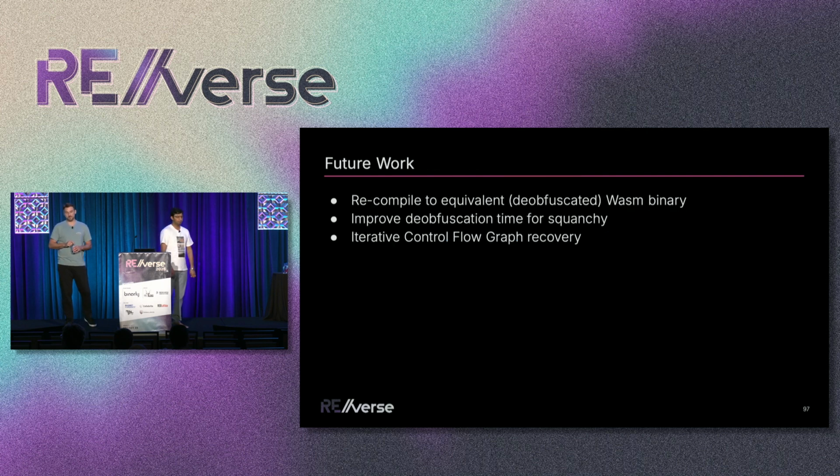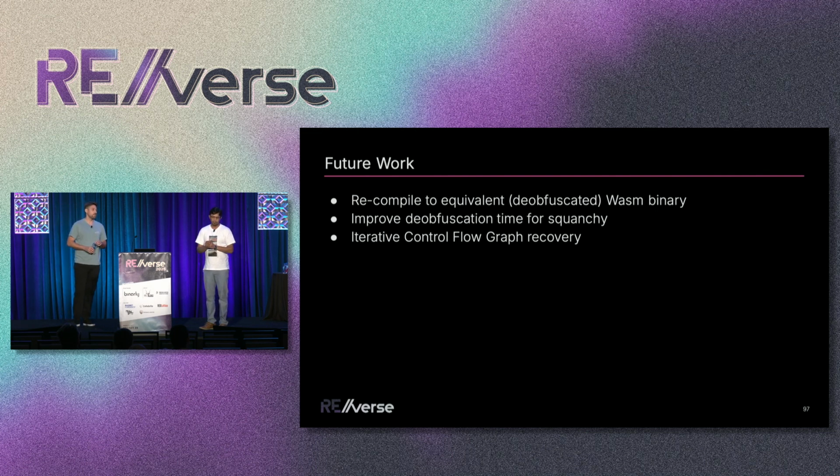OK, so we have some great results, but it's not over. We can still improve on things. For example, can we compile it to a replaceable equivalent de-obfuscated Wasm binary? So you just take the de-obfuscated one and replace it in the original place. That's something where we just need to get a few things working. We are almost there. We want to improve the de-obfuscation times a bit with Squanchy and iterative control flow graph recovery.